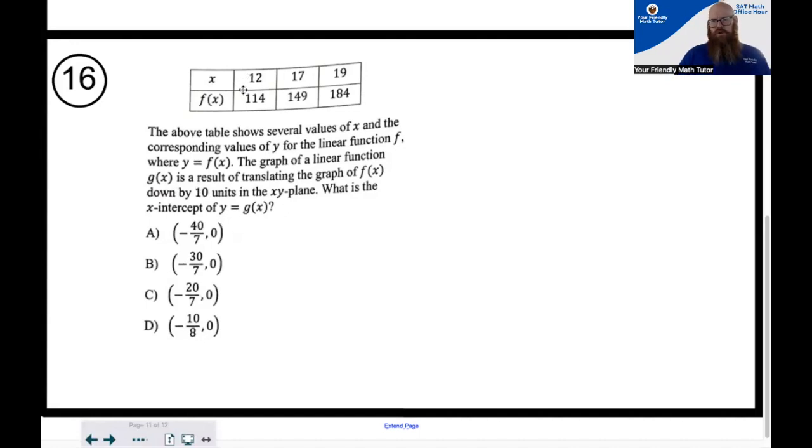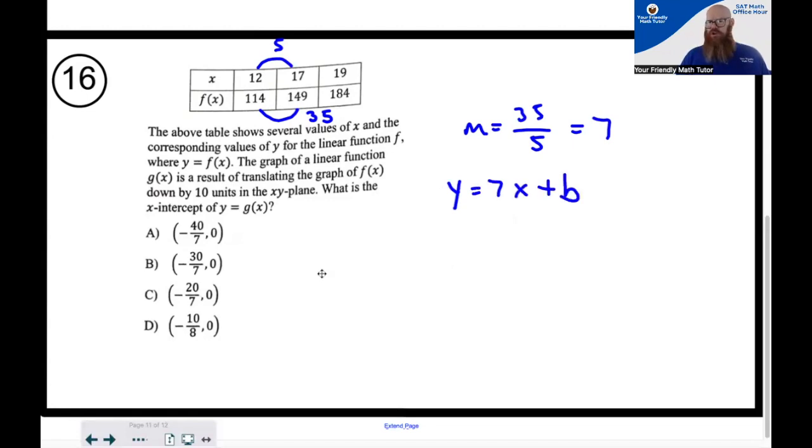So what I would do at first, no matter what, I have to find the slope. So slope is rise over run. So 149 minus 114 is 35, and 17 minus 12 is 5. So it's going up 35 every 5. So the slope is 35 over 5, which is really just 7.